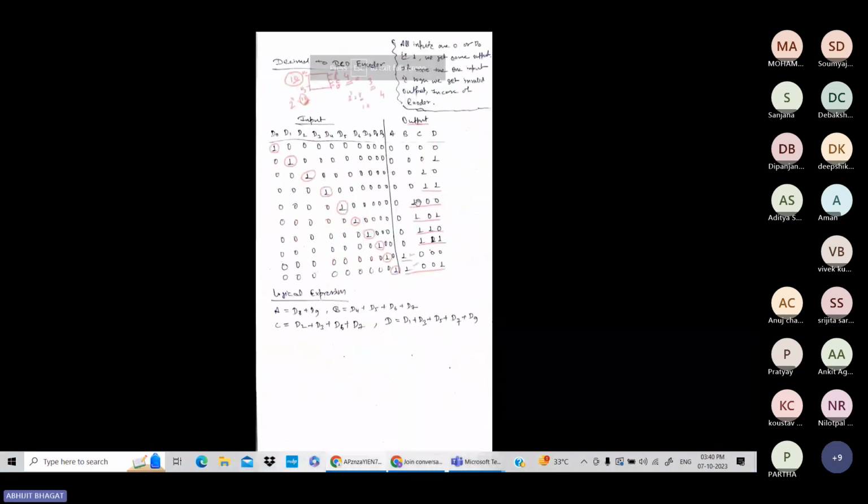Your B is 1 at this position, meaning for D4, D5, D6, D7. So for D4 to D7, it is 1. So your B will be, as you can see in the logical expression, B equals D4 plus D5 plus D6 plus D7. Next is C.